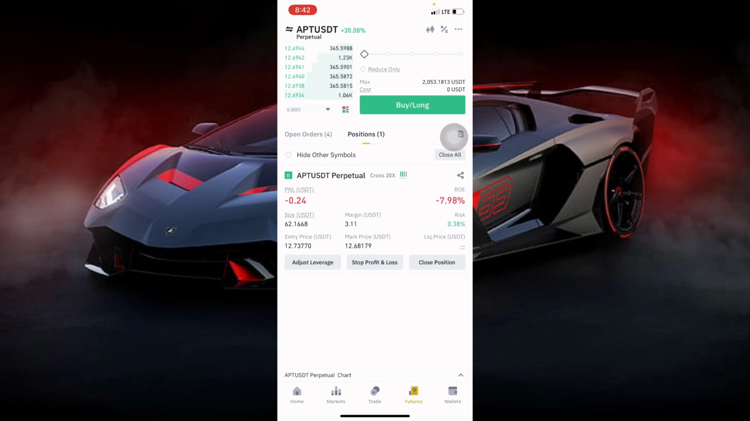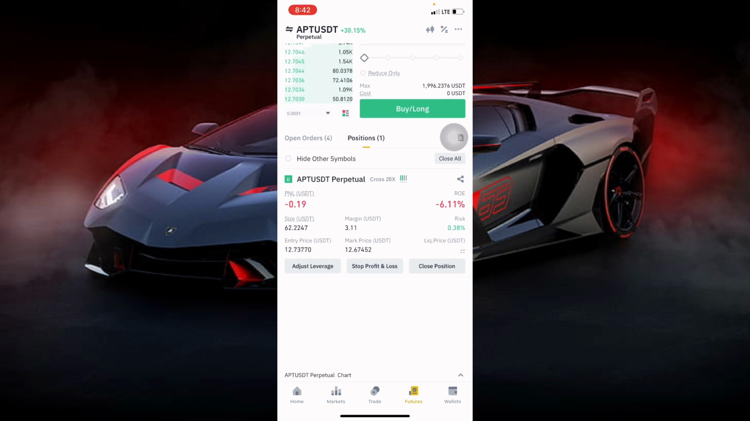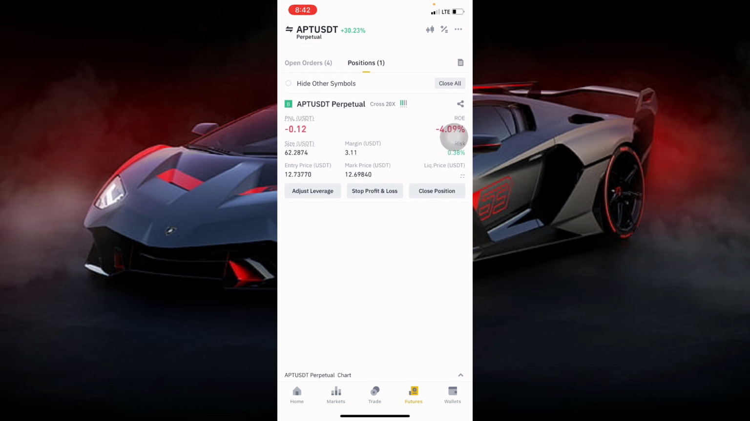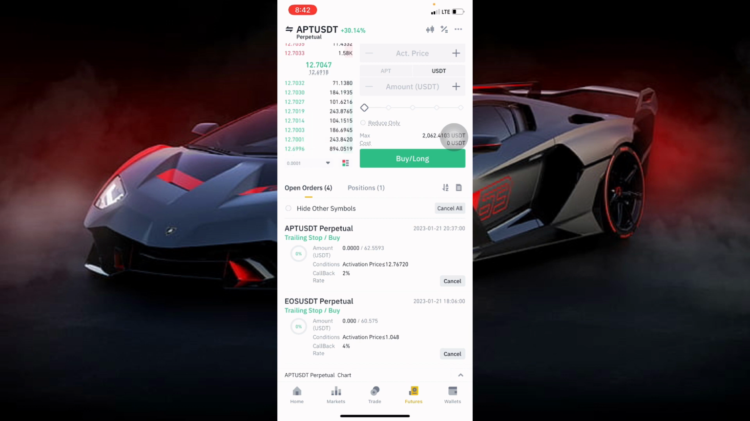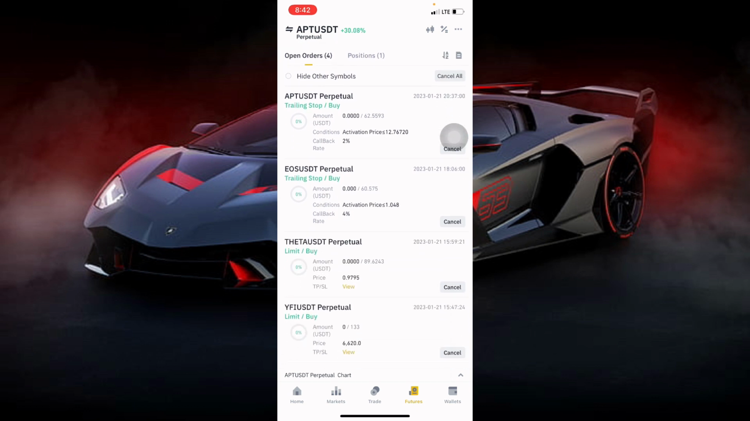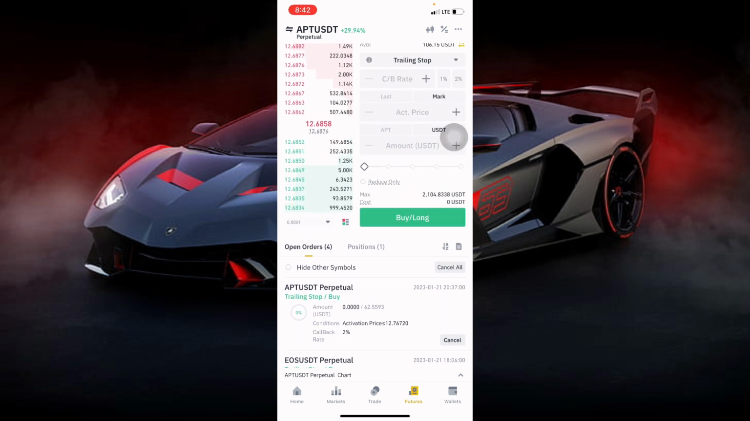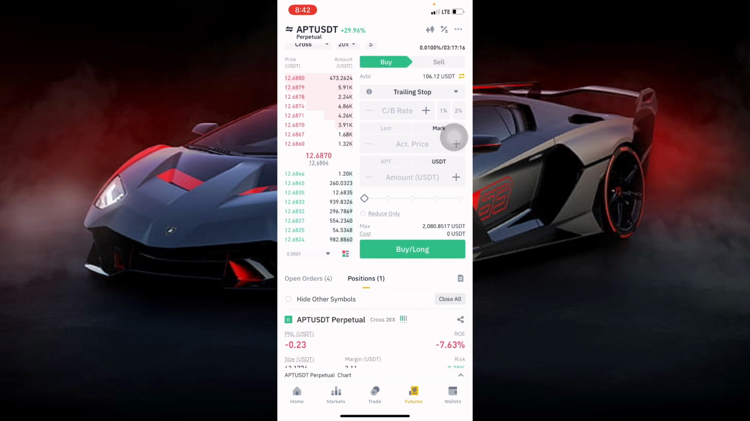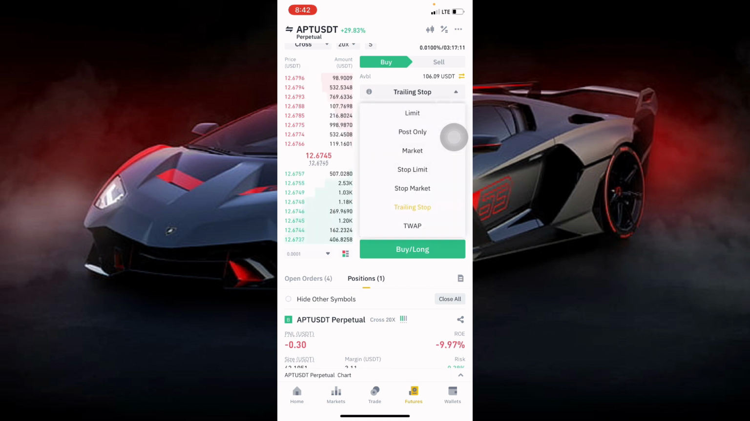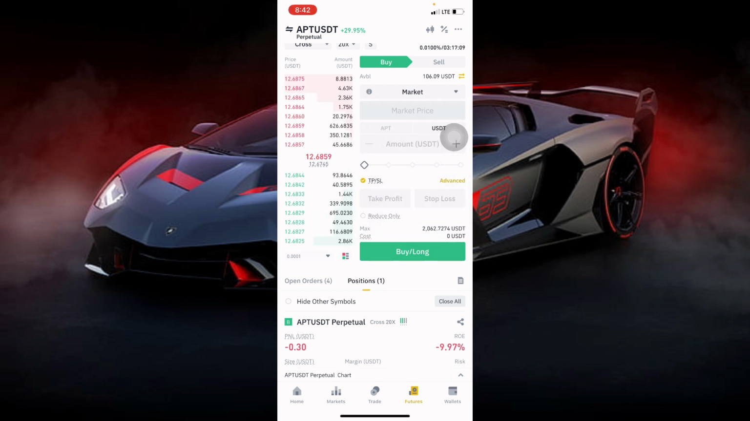So like you have seen, APT USDT right now, I can set a trailing stop for it, or I can set a trailing stop for these limit orders that I've set, the EOS USDT. But in this video, I'm going to set a trailing stop for this particular trade so that we'll lock our profit at 2%. So right now, let's click here, market execution.